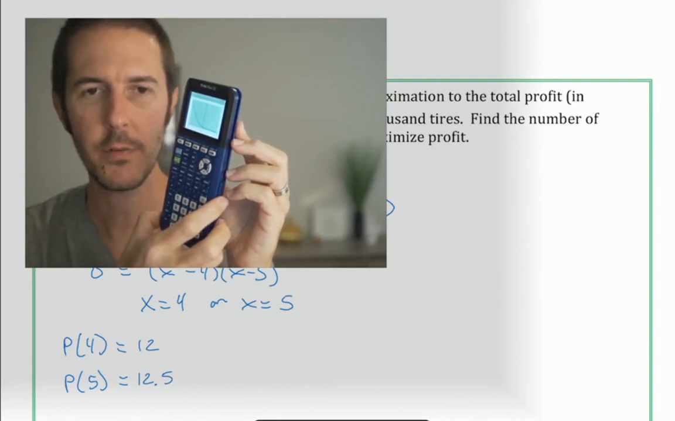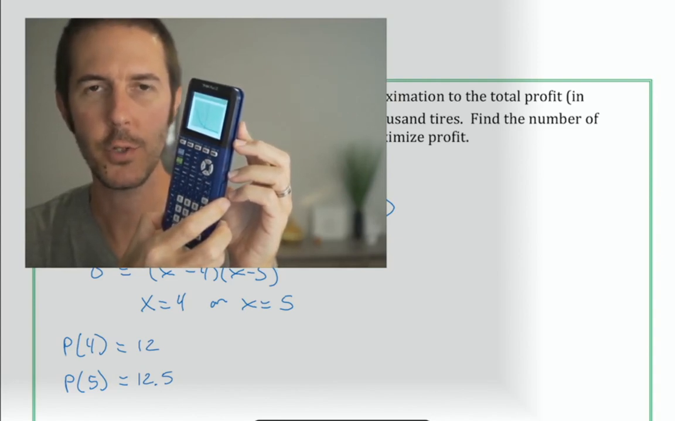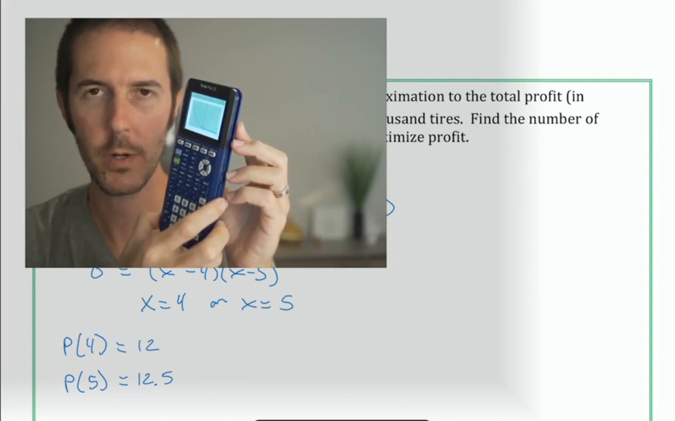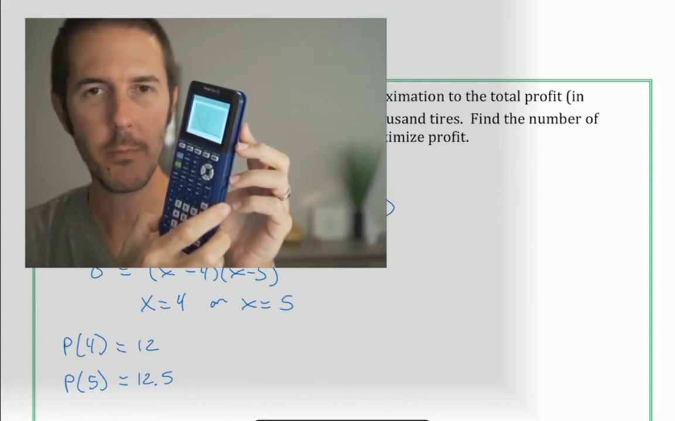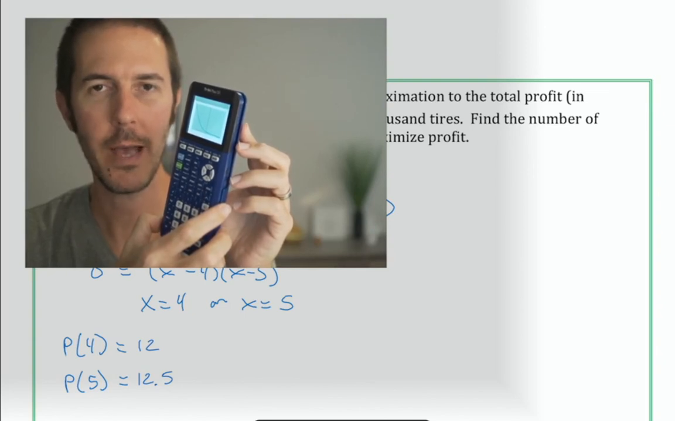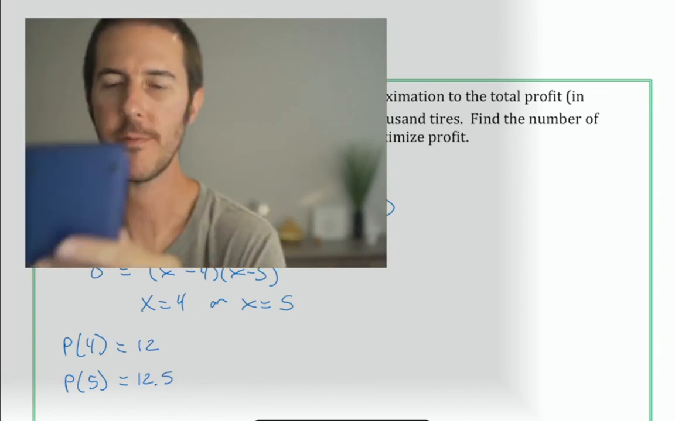Now it's only graphed the first 2 quadrants. Quadrant 1 and quadrant 2, top right and top left. And I know that I'm only working with x values that are greater than or equal to 5.